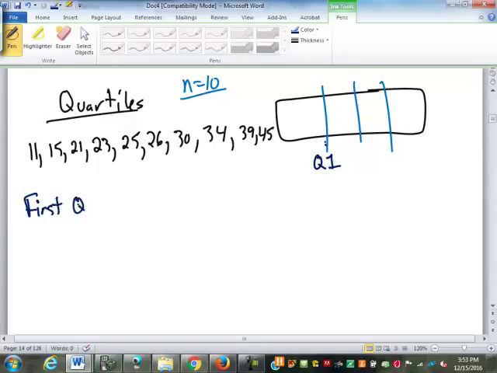The first quartile is found exactly like doing our percentiles. We find the position, 0.25 times n. Now, if you look at that, 0.25 is just 25%. This is the exact same as trying to find the 25th percentile. In fact, the first quartile is the 25th percentile.